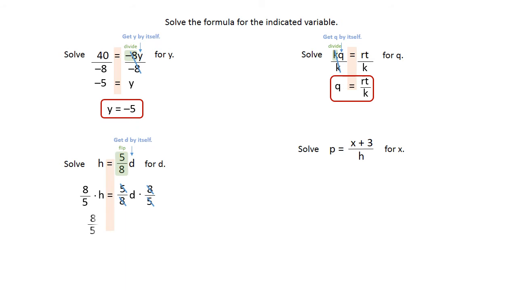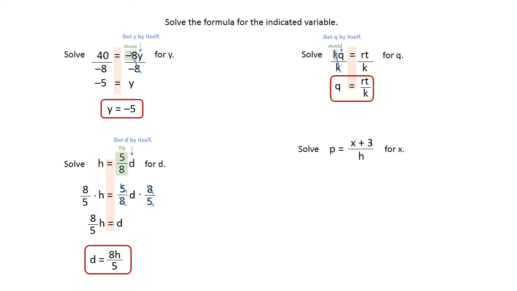Now notice it looks like you've got 8 over 5 h equals d. This is okay. You might be able to enter it that way, but sometimes when you're working with formulas, you have more things in the numerator or the denominator. So when I write my d equals, I'm going to put the 8 and the h in the numerator and put the 5 in the denominator. So anytime you have a fraction like this, you can write your final answer this way.